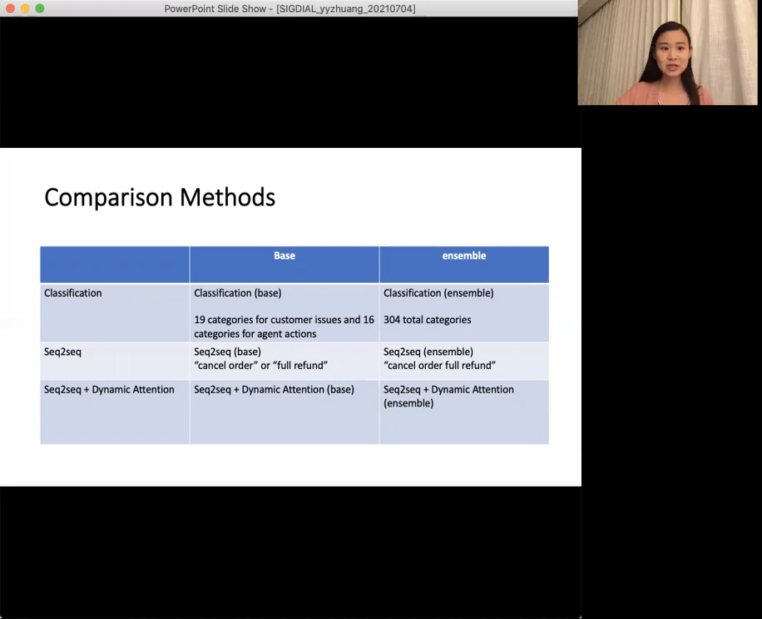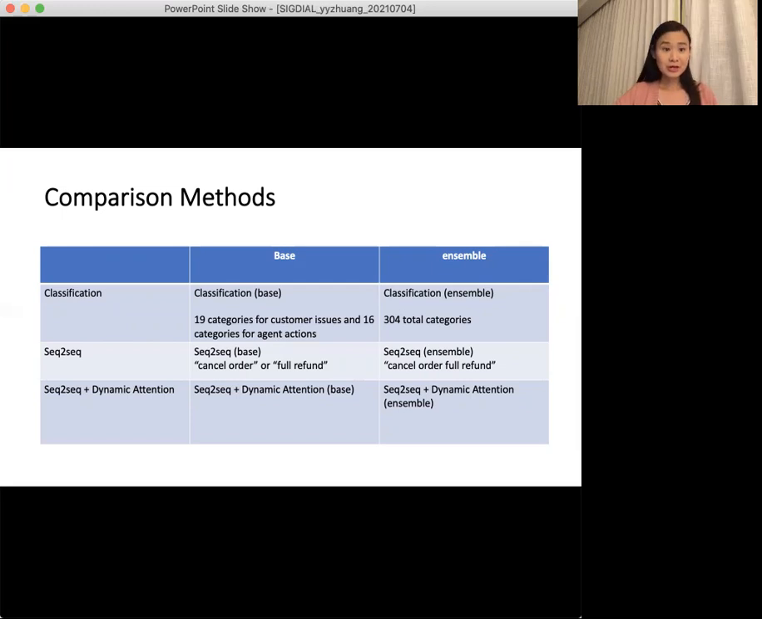For a classification ensemble model, we concatenated all utterances in the dialogue using the original order to predict a combined category. Since there are 19 classes in the customer issue and 16 classes in the agent action, there are 304 classes in total for the ensemble label.